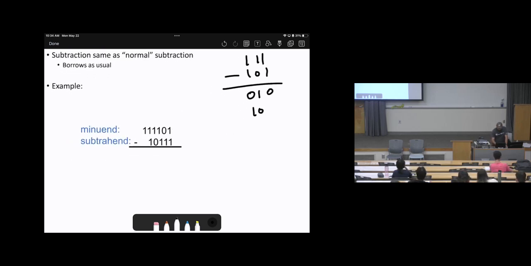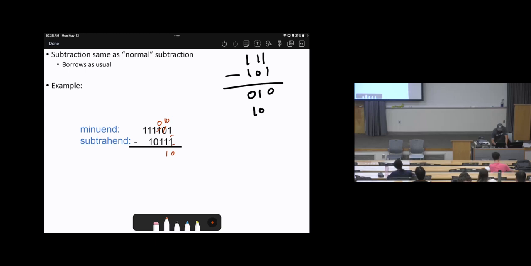How about this scenario? 1 minus 1, 0. 0 minus 1, we cannot. What should I do? You need to borrow. Let's borrow this one. So this will be 0, and this one will be 10. 10 minus 1, 1, because 1 plus 1 equals 10.